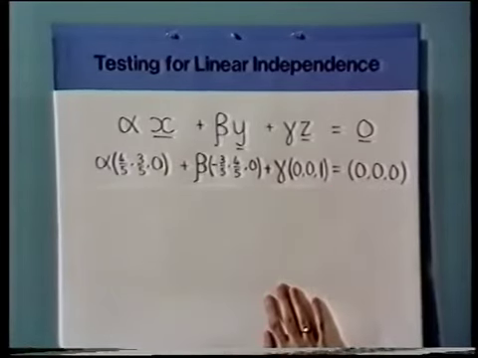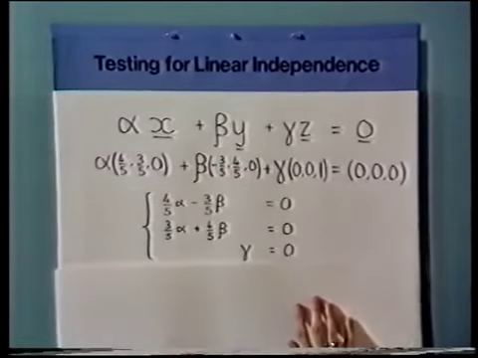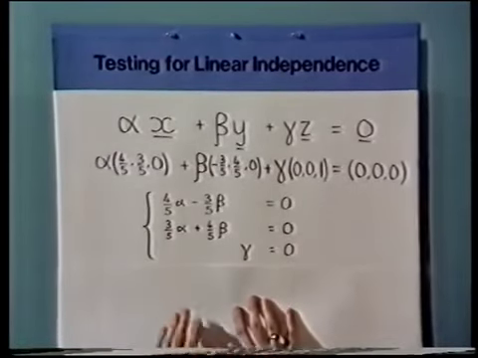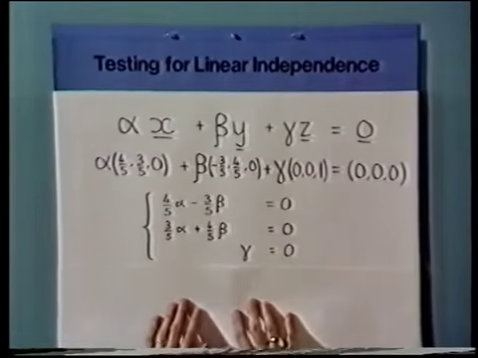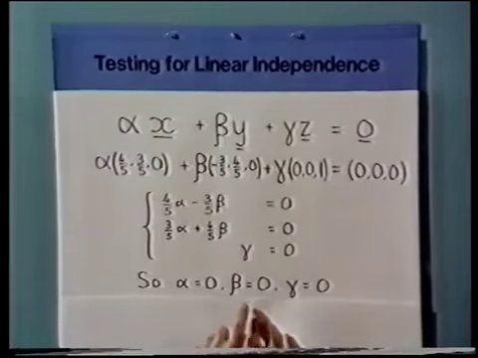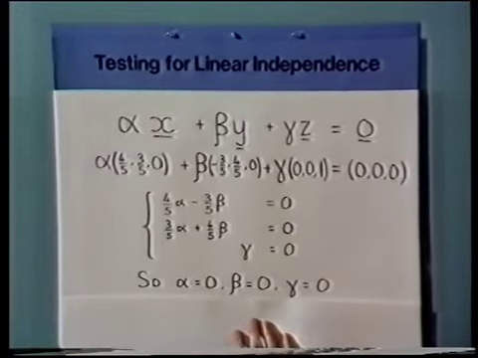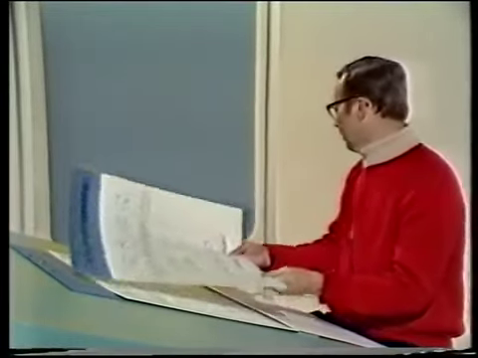If we now look at each coordinate in turn, then we get 3 simultaneous equations. These ones here. And these can be solved very easily to give us the solution alpha equals 0, beta equals 0, and gamma equals 0. And that's the only possible solution. Well, I did another calculation before the program started. And that was to find the vector q as a linear combination of x, y, and z.